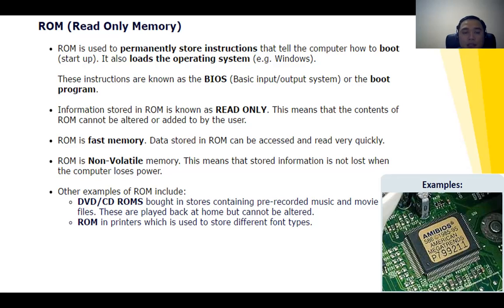Other examples of ROM include DVDs and CD-ROMs, both storing pre-recorded music and movie files. These are played back at home but cannot be altered. Another example is ROM in printers, which is used to store different font types.